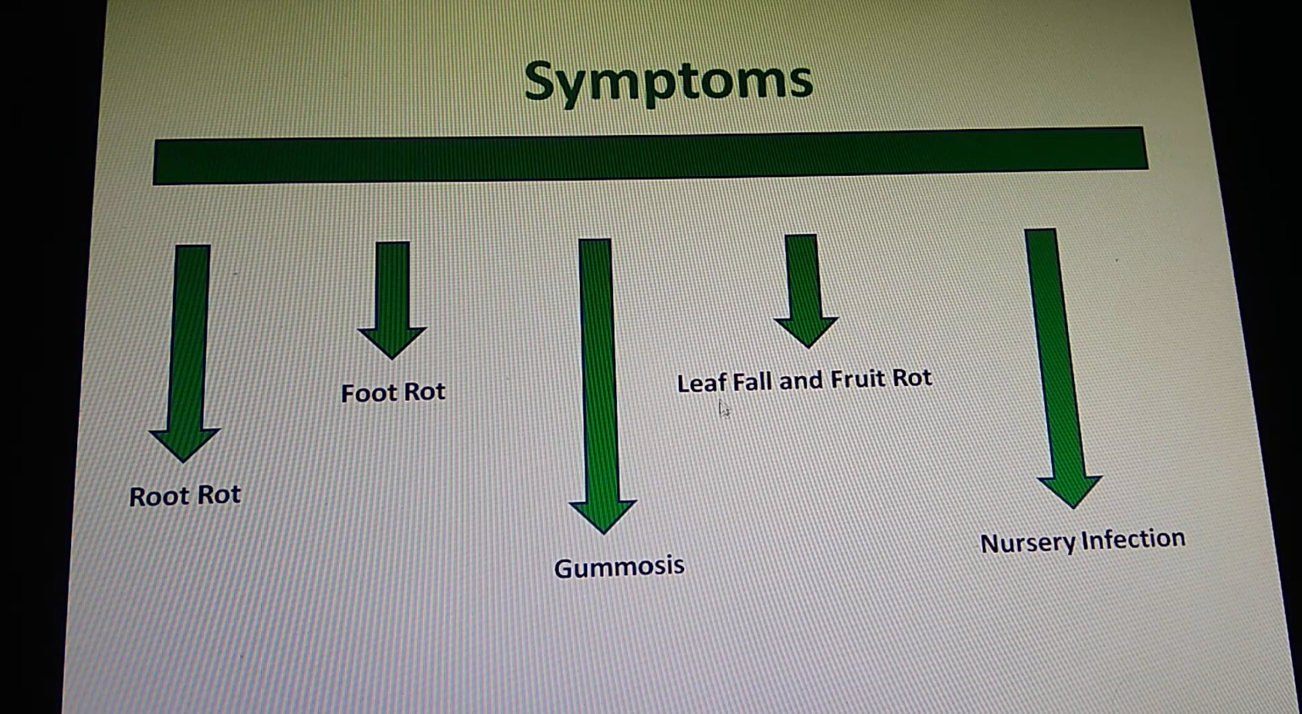In leaf fall and fruit rot, leaf blight symptoms are seen in nursery. Leaf usually drops off before the complete leaf is blighted. All leaves and fruits drop off due to infection.